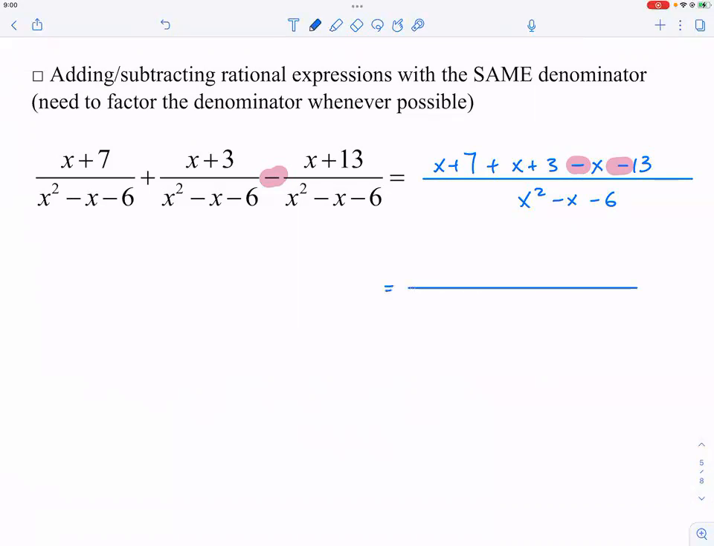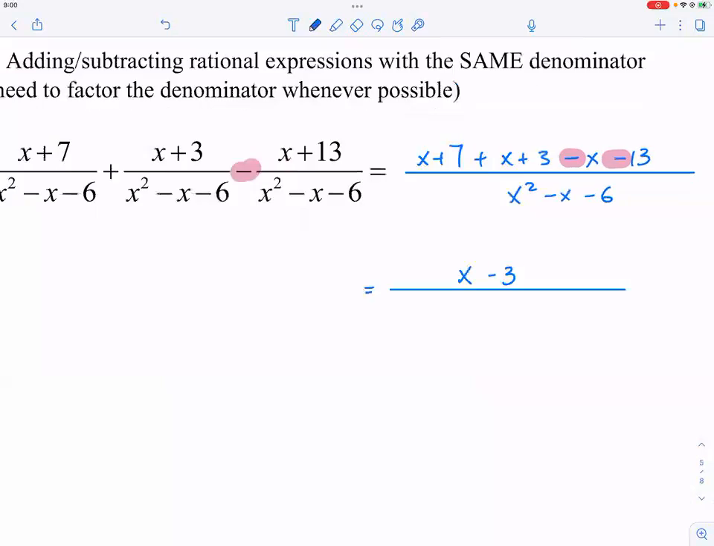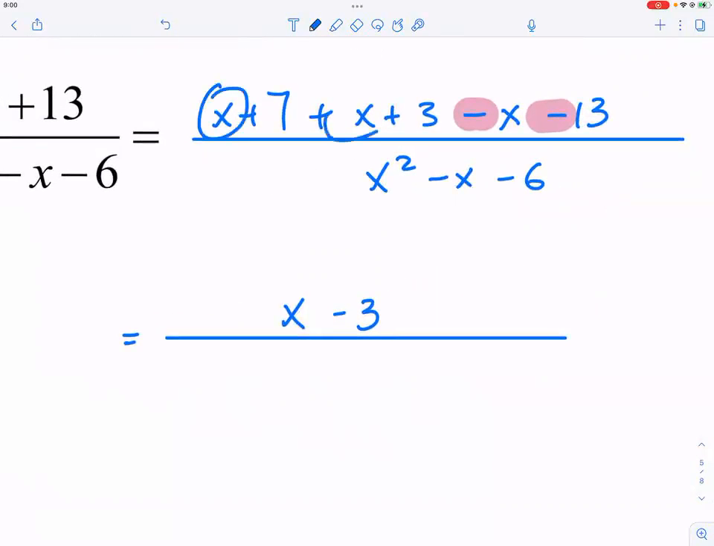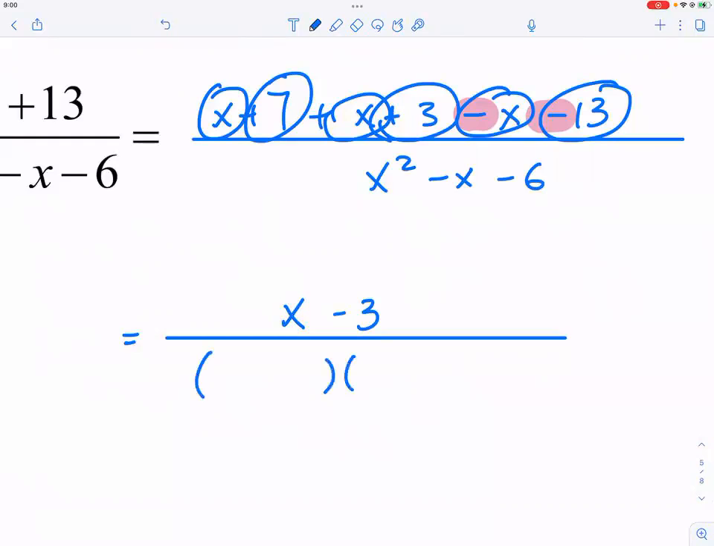And so we combine like terms. We'll say, all right, we have x remaining. And then we have -3 remaining. Okay, so x plus x minus x, that's how you have a 1x remaining. Plus 7 plus 3, which is 10. 10 minus 13, you get -3, so minus 3. And for the denominator, you have x minus 3, x plus 2, after you factor out.